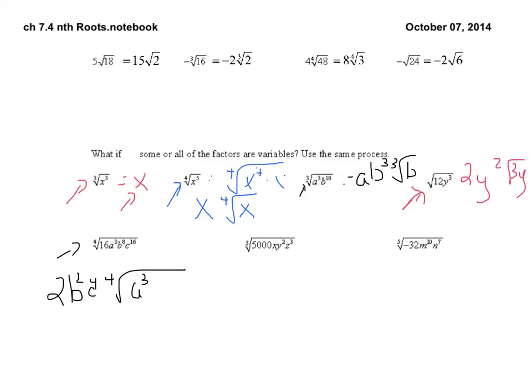For this one, for the cubes, I have a 10 on the outside because 10 times 10 times 10 gives me 1,000. The 5 is left on the inside because that's not a group of size 3. I have to leave the x on the inside. I have to leave the y squared on the inside because that's not big enough to make a group of 3. But I have a z on the outside because that's z to the 3rd. That's 1 group of 3. And then for this last one, that's a -2 on the outside because 2 to the 5th is 32. There are 2 groups of size 5 in the m's, 1 group of size 5 in the n's, and 2 of them are left on the inside.